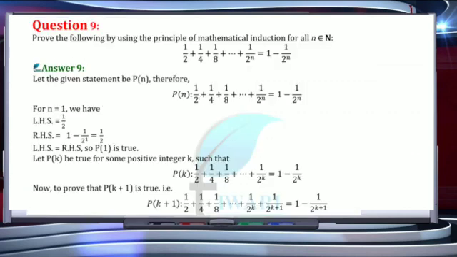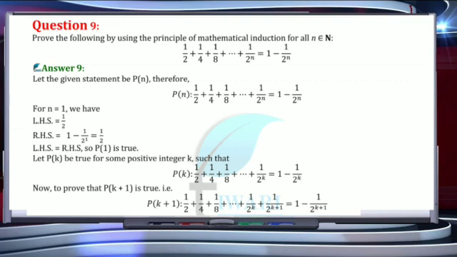Next, question number 9 is: prove the following by using the principle of mathematical induction for all n belonging to capital N, that is natural numbers, that 1 by 2 plus 1 by 4 plus 1 by 8 and so on plus 1 by 2 raised to power n is equal to 1 minus 1 upon 2 raised to power n. So let us define this whole statement as P of n.